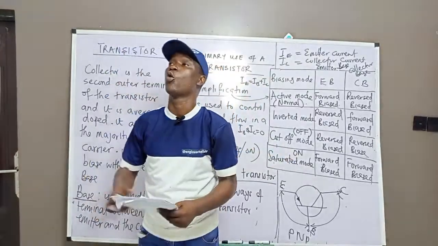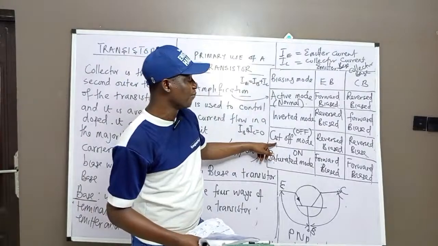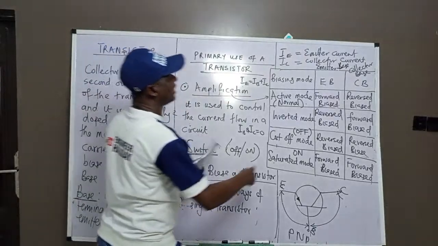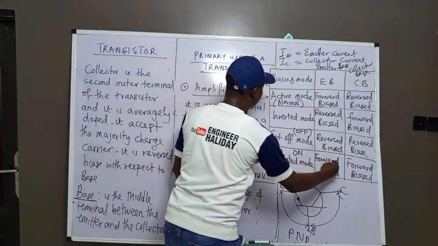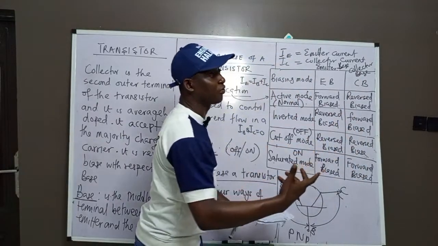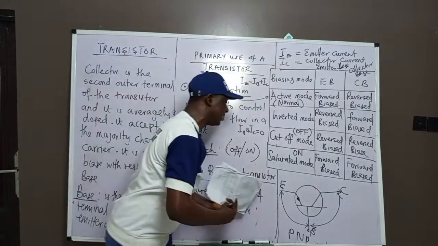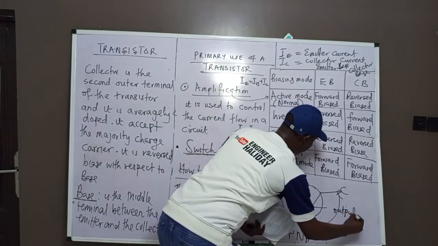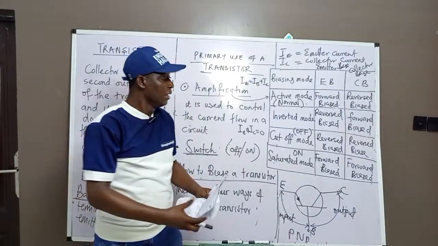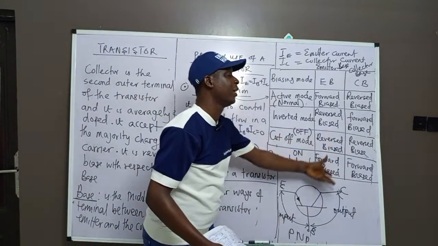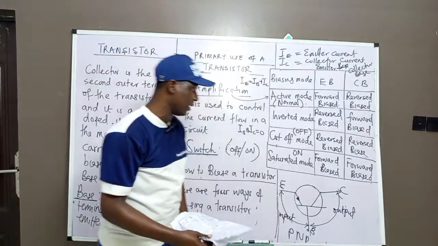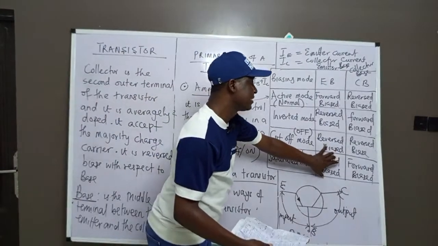To turn off a switch, it must be at the cutoff mode. To turn it on, it will be at the saturated mode. At that saturated mode, the emitter base is forward biased and the collector base is also forward biased. At this stage, the collector current, because the collector is the output end. This is the output end and this is the input end. So it is the output that determines what is happening in the circuit. So at the output end, the collector current rapidly increases even with a little voltage supply. So that is how you know it is in the saturated mode.